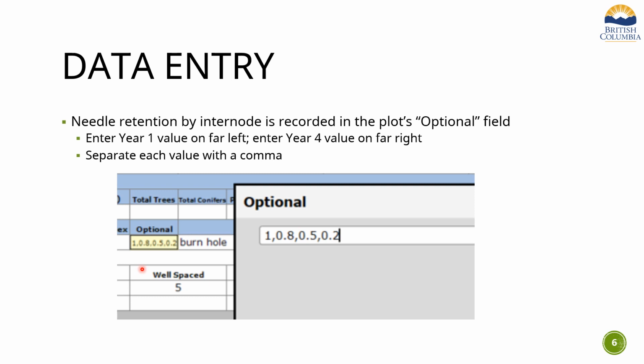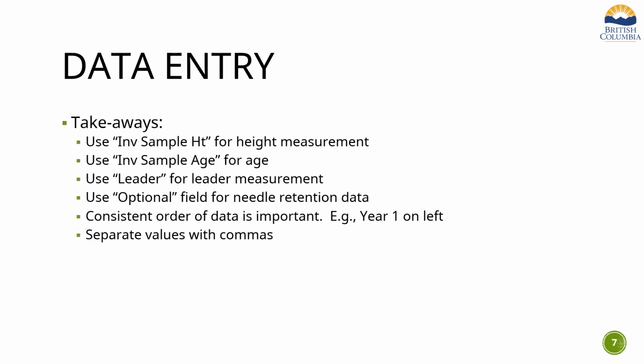You should write out the needle retention value for each internode, starting with year 1. Year 1 should always be displayed on the far left. This is critical for the data cleanup later in Excel. Equally important, you have to separate each value with a comma. So that's it for the data entry.